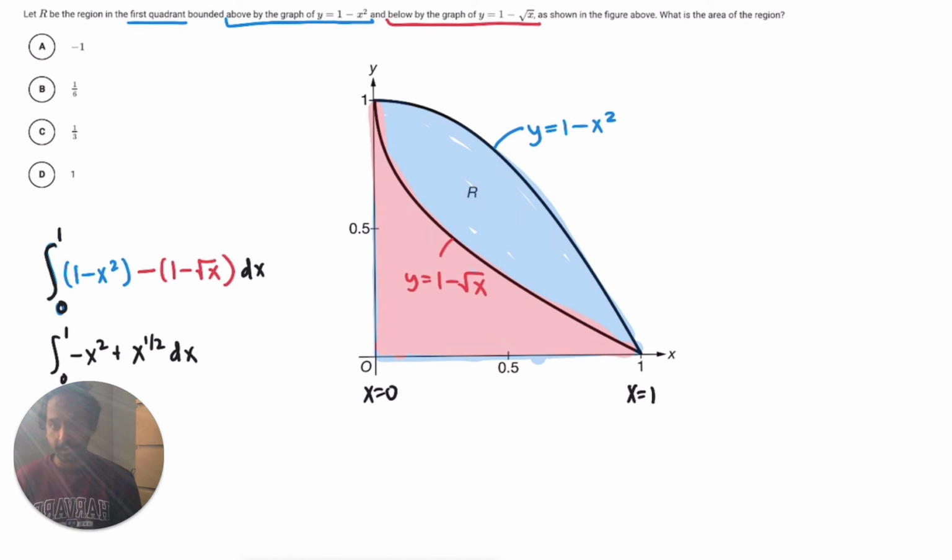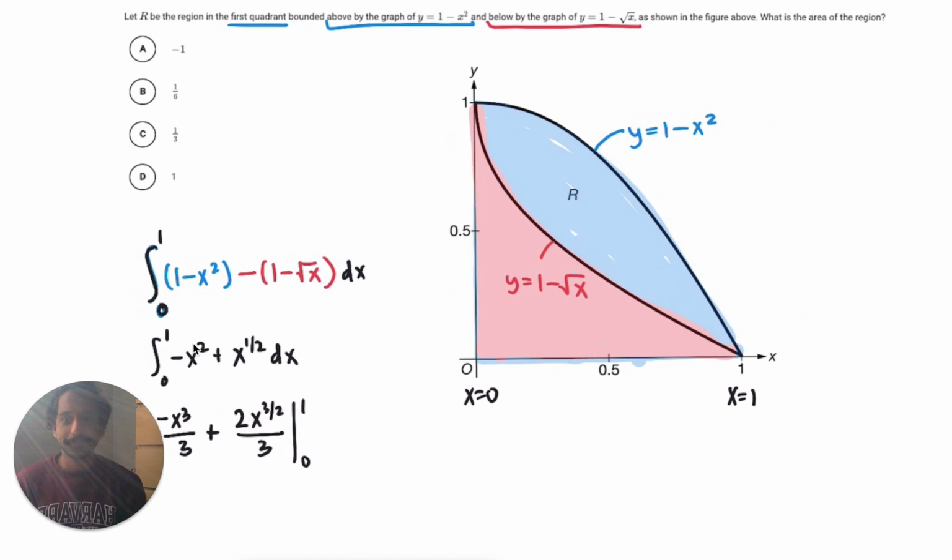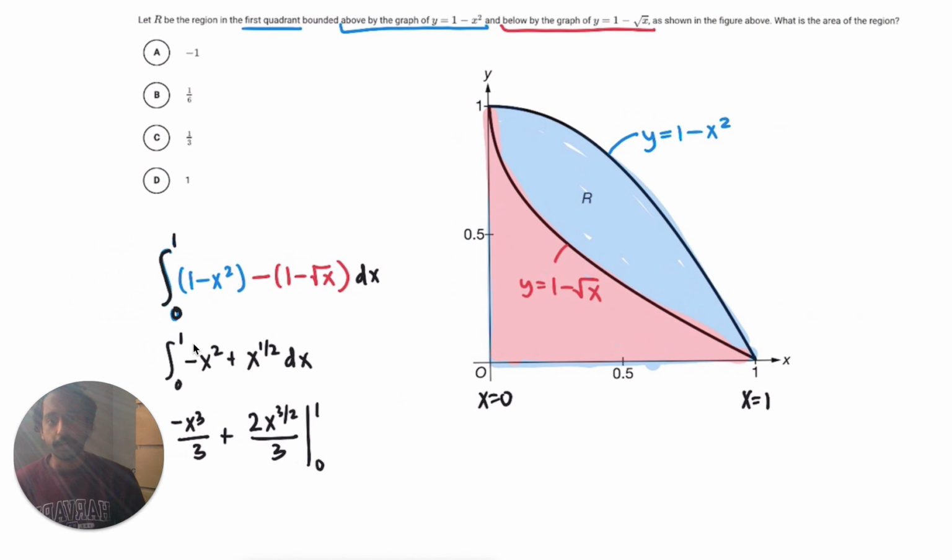And now we're going to find our integral. Negative x squared is going to become negative x cubed over 3. Plus x to the 1/2 will become x to the power of 3 over 2 over 3 over 2. So that'll give me 2 x to the 3/2 over 3. And this from 0 to 1. Now our final step, we're just going to plug it in.